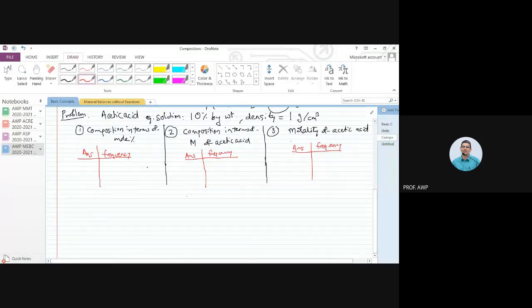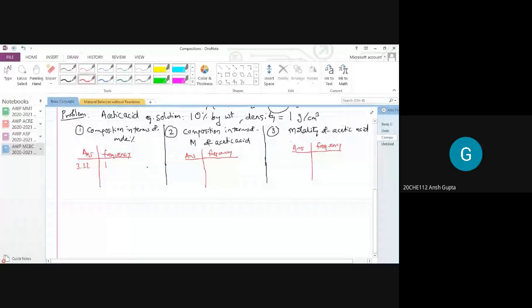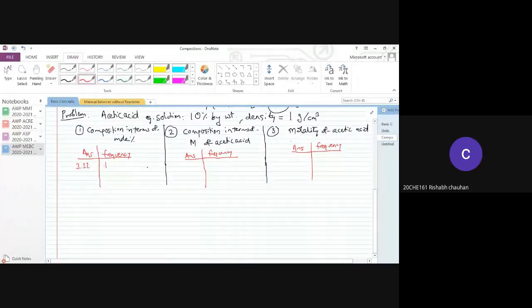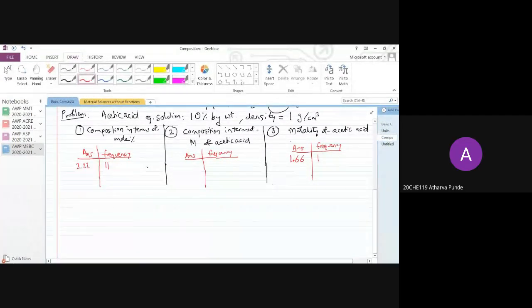Any one you have done, tell me the answer. Don't wait. So all three. Mole percentage is 3.22. Okay. Yes, sir. 3.2. The molality is 1.667. Molality or molarity? Molality is 1.667. Okay. The molality is 1.85. Molality is 1.85.